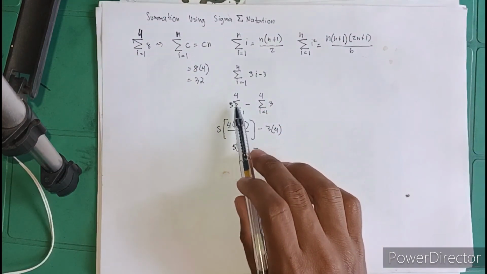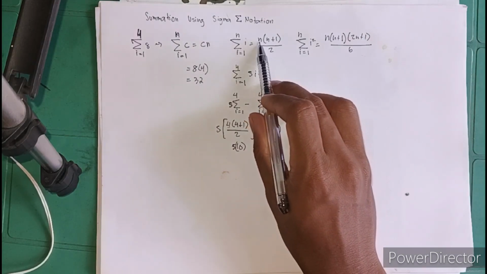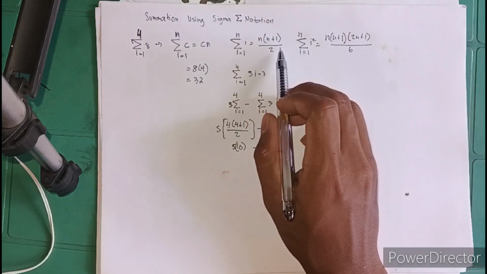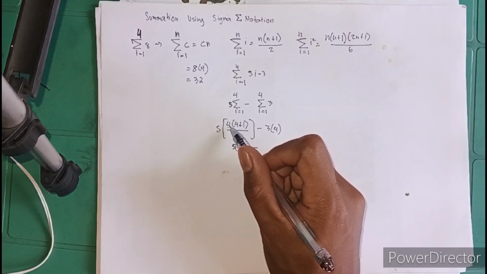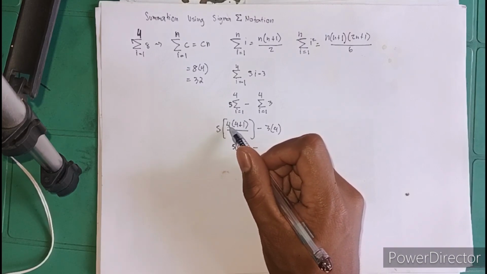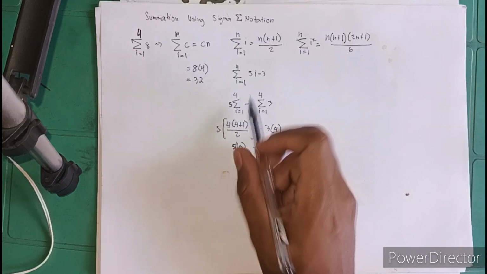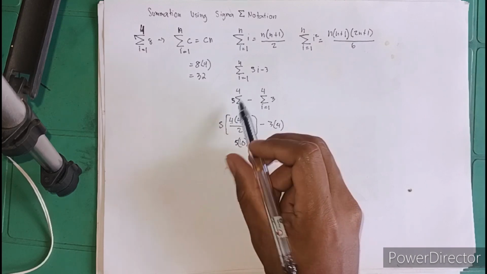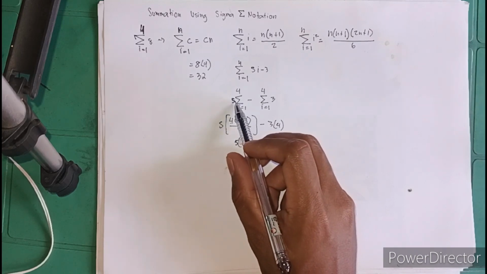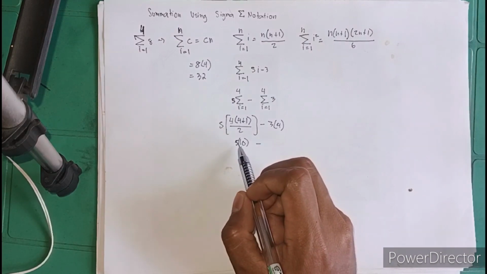So first expression, we will use this formula such that n times n plus 1 over 2, just simply substitute. Our n is 4 times 4 plus 1 divided by 2. Then just copy this 5 here divided by 2, so we'll get the 5 times 10.